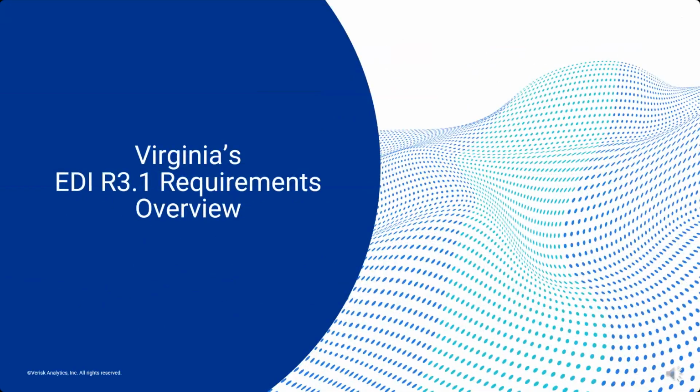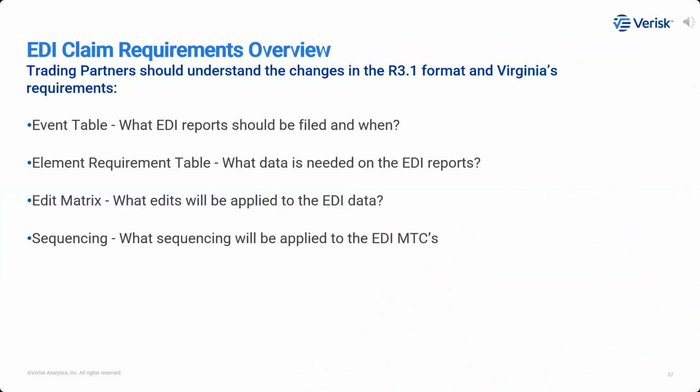Now that we've finished discussing the test plan, let's move on to the fun stuff: Virginia's EDI 3.1 requirements. All trading partners should have an understanding of the changes in the EDI Release 3.1 format and Virginia's requirements.